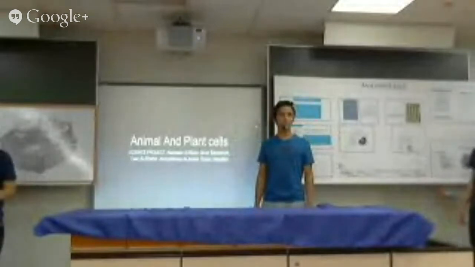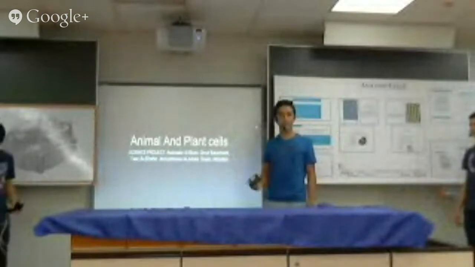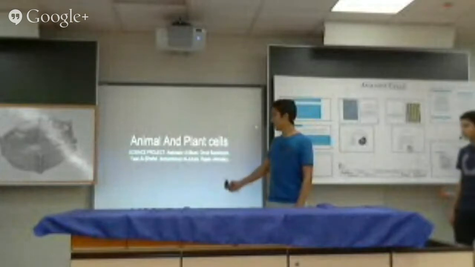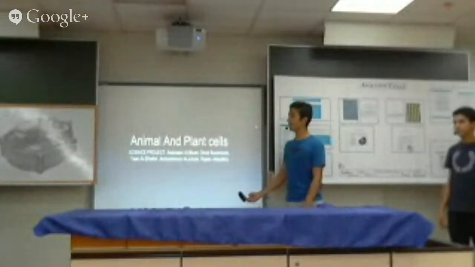Today we're going to talk about animal and plant cells. All living organisms are made up of cells. Cells are mainly divided into plant and animal cells. My friend Amr will now talk more briefly about animal and plant cells.